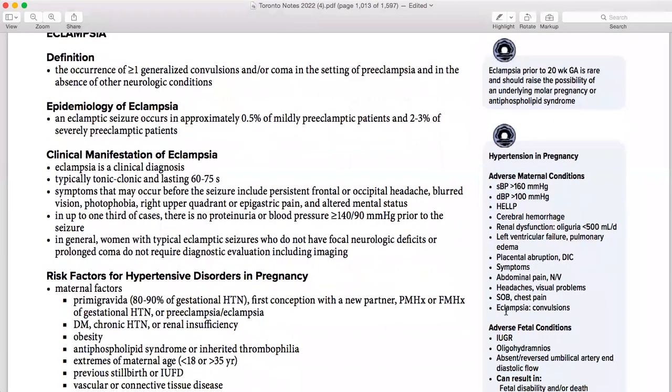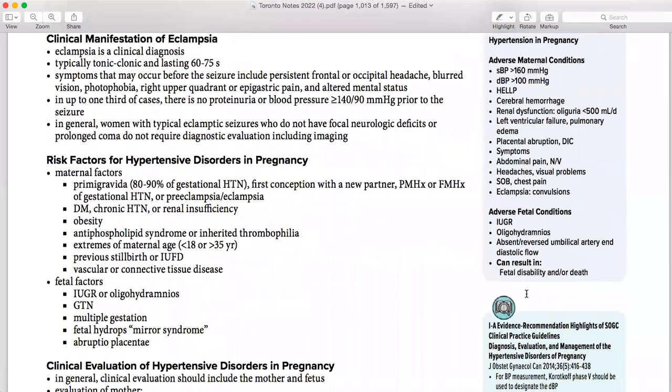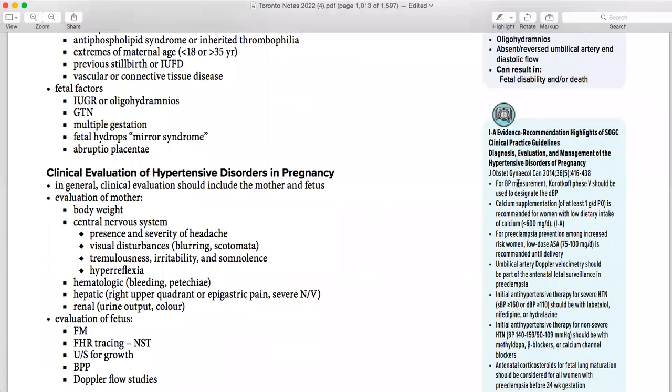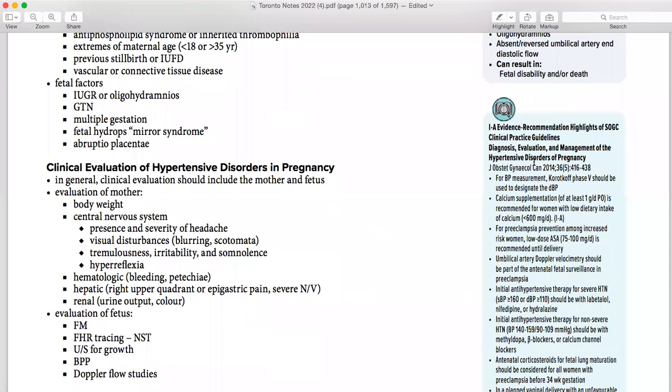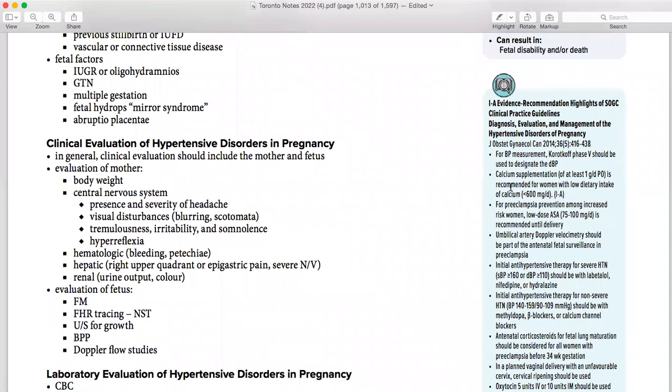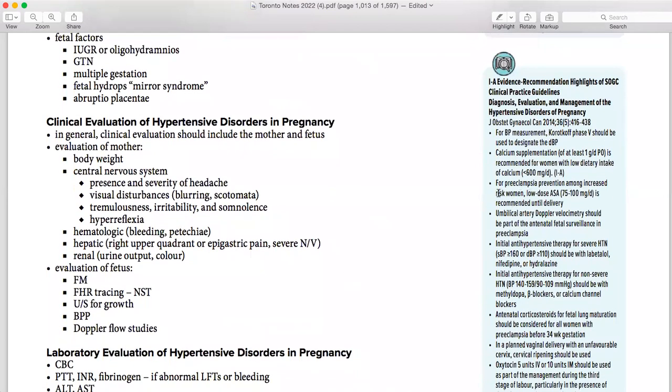Then hypertension, adverse effects on the fetus, everything is written here. Okay. So this one here is the diagnosis and evaluation of the hypertensive mother. So what are we going to start with? BP. Korotkoff phase 5 should be used to designate the diastolic BP. Calcium supplement should be given with a low dietary intake of calcium. For preeclampsia among increased risk and low risk, ASA: basically, aspirin is going to start. So we are going to start aspirin if somebody has antiphospholipid syndrome, or maybe having preeclampsia. So we can start with the aspirin.